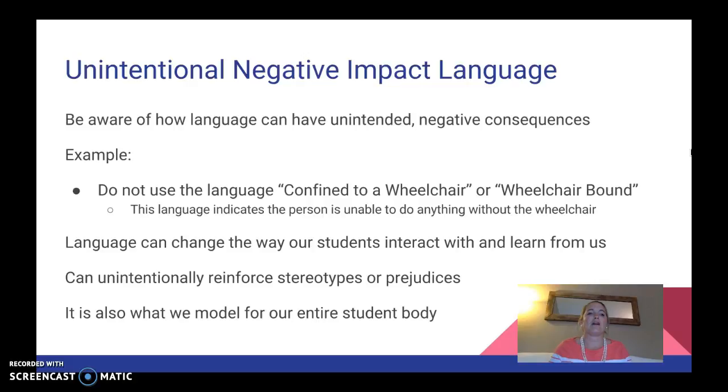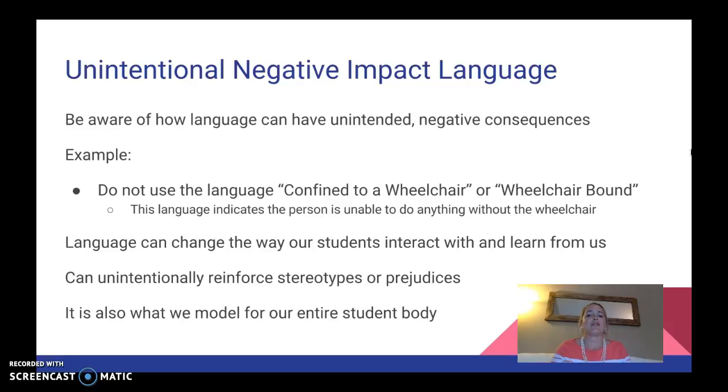We really need to be clear on our unintentional negative impact on language. I just gave a couple of examples, but there really are many others that we might not even realize are having an unintended negative consequence. So for example, we never want to use the language confined to a wheelchair or wheelchair bound. That language really does indicate that the person in the wheelchair is unable to do anything without the wheelchair, which we know is just not the case.